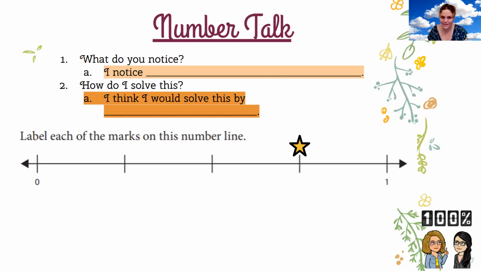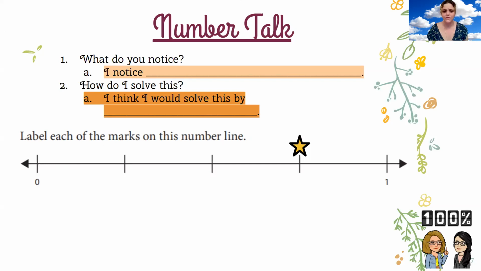Okay, and you're back. You might have said something like, well, Miss Maldonado, I noticed there's a star on the number line. I noticed that the number line goes from 0 to 1. You might have also noticed that there are 4 parts. Let's see if that's right. 1, 2, 3, 4. So it seems like this number line has been partitioned into 4 parts. Those are some of the things you might have noticed. You might have thought, well, how do I solve this? I have to label this, right?